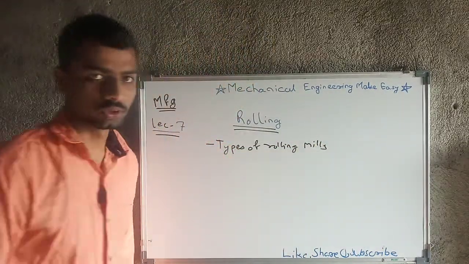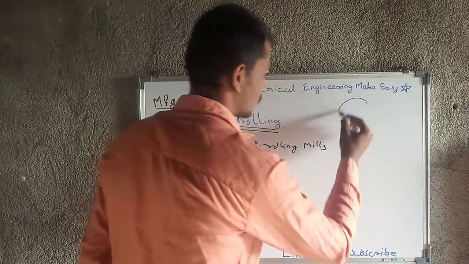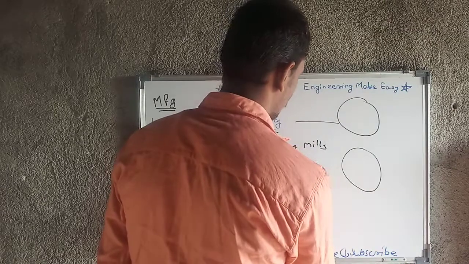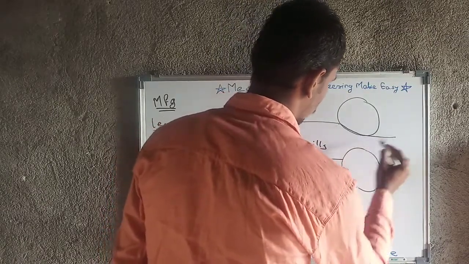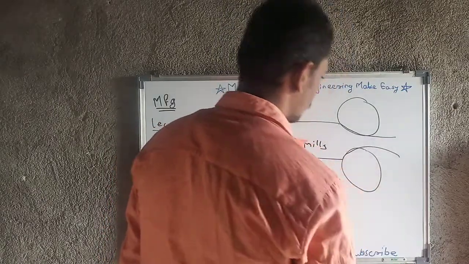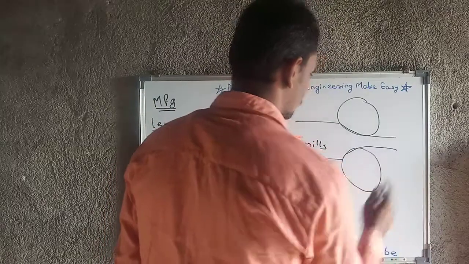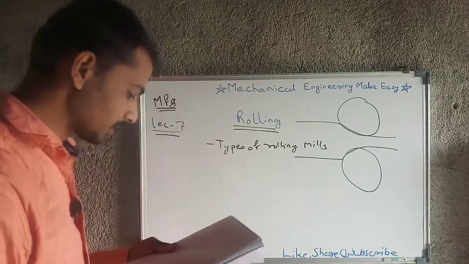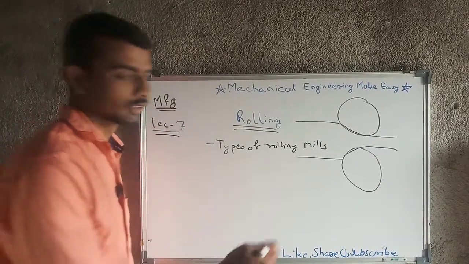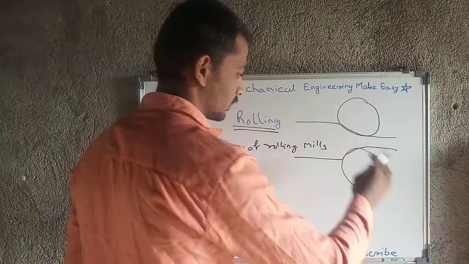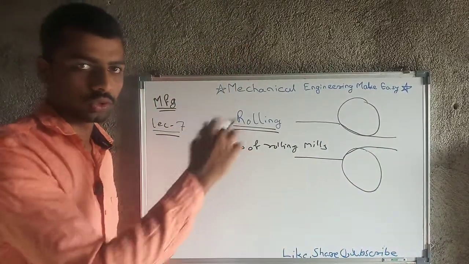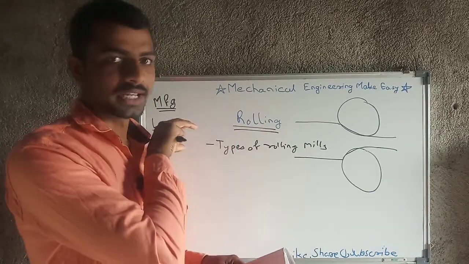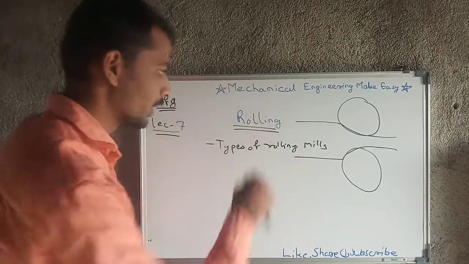Types of rolling mills. In the basic figure we have shown two rollers, and in between them the material is going to flow. But this is the very simplest form. There are a number of types of rolling mills, like the two high rolling mill, which we have shown here. Two rollers are used, and these are high rollers, and the rollers are going to press the material. This is the two high rolling mill.